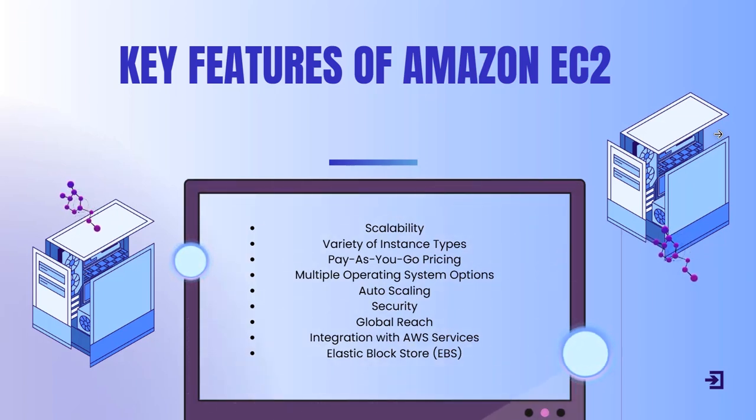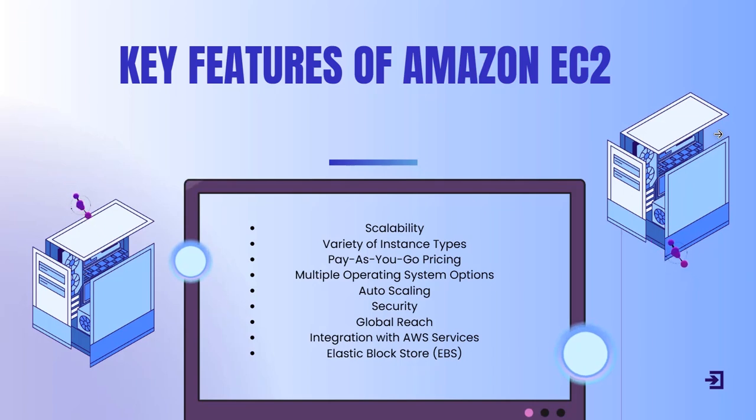The next one is global reach. EC2 is available in many AWS regions around the world. This allows you to run your application closer to your customers to reduce latency. Another one is integration with AWS services. EC2 works well with other AWS services, like storage services, for example S3, databases like RDS, or CloudWatch for monitoring purposes. So it's suitable to integrate with other AWS services.